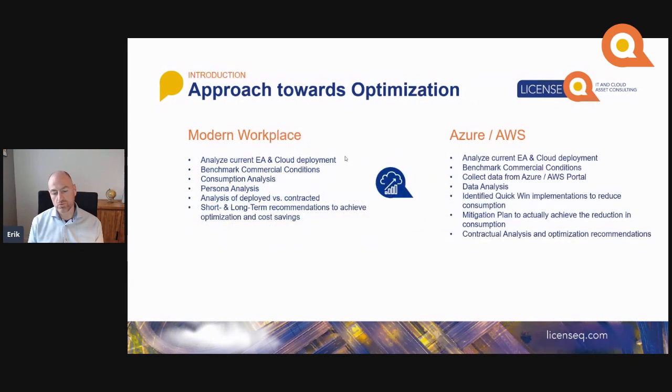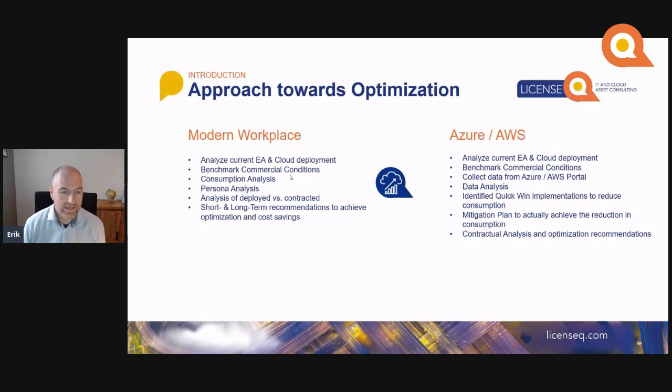The optimization was approached in a two-way model. I was focusing on the modern workplace part, and Floris was focusing on the Azure. We did a quick analysis of their current EA and cloud deployment. We also benchmarked their commercial conditions to see if there were any things we should mention to them, if they had a very good agreement or not. In this case, the customer had a very good agreement.